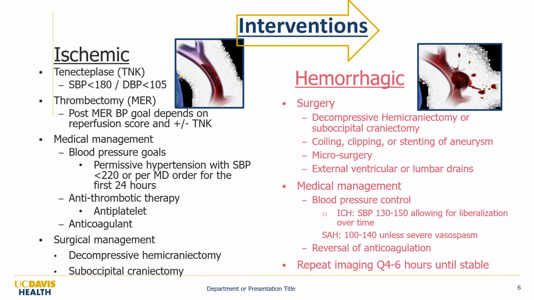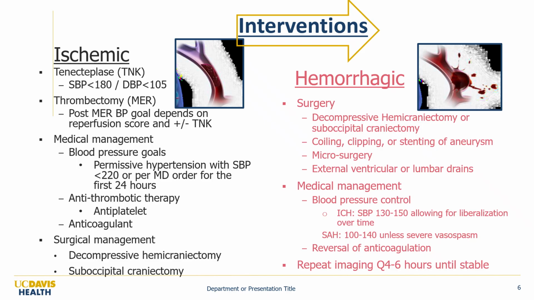The next intervention we'll talk about for ischemic strokes includes thrombectomy, or mechanical endovascular revascularization, also abbreviated as MER. This can be offered to patients with a last known well time of less than 24 hours who have a large vessel occlusion identified on CT angiogram. Large vessels in the brain include the vertebral arteries, basilar artery, internal carotid arteries, and middle cerebral arteries. These patients will also go to the ICU immediately post-procedure.